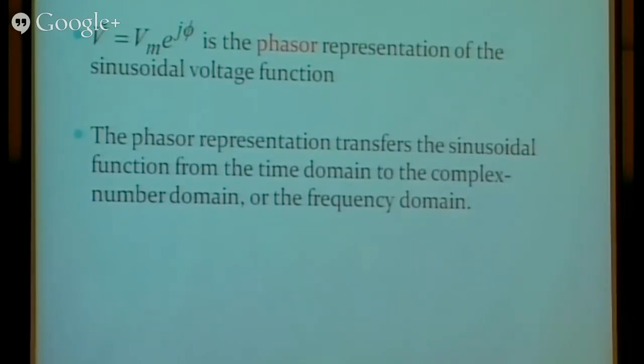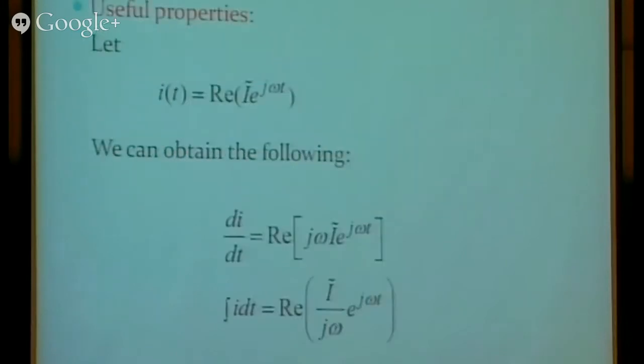What I have done is the e power j omega t term has been suppressed. So when I want the time domain representation, I can multiply this by e power j omega t and get the real part. Now we are going to some examples.